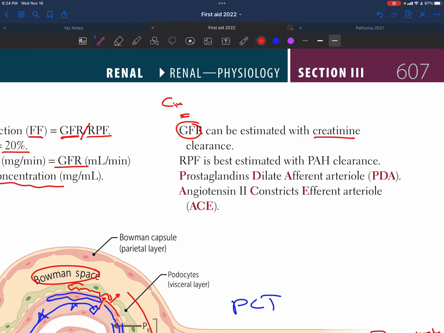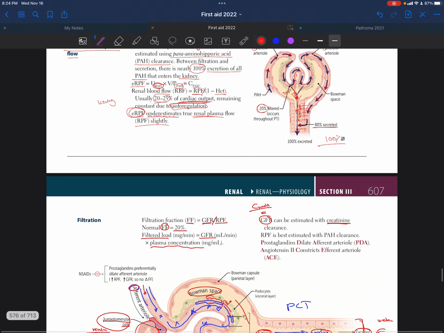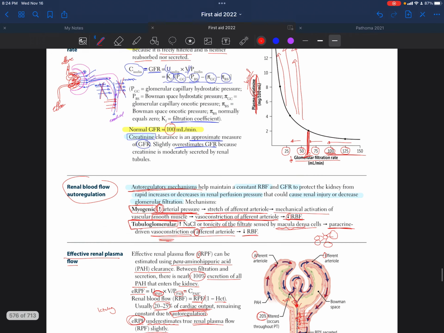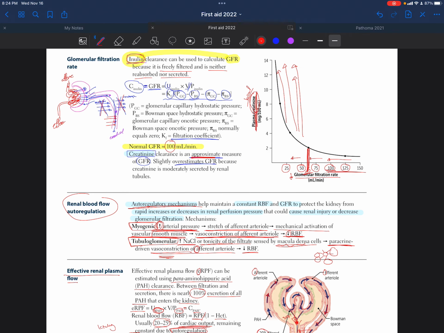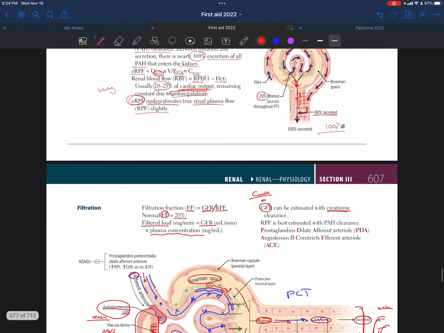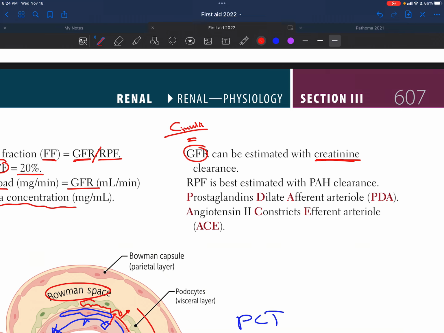We know that the GFR totally equals the clearance of inulin, but we don't use inulin to calculate the GFR in clinical settings. We use creatinine, even though, as we said over here, it slightly overestimates the GFR, but we still use it in clinical settings because it's more sensitive to changes in renal function than inulin. So for the GFR, it's best to use creatinine, while for the renal plasma flow, it's best to use the para-aminohippuric acid clearance.